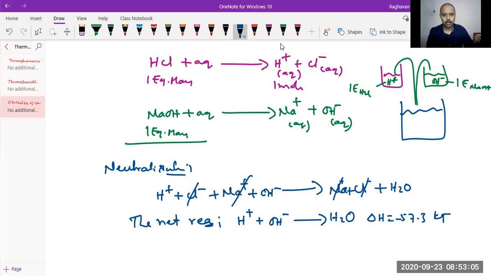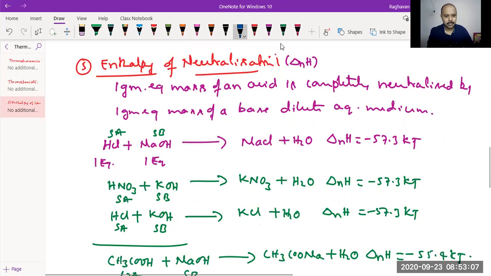Now let us look back. Look at this. HCl combines with NaOH, 1 mole of water. HNO3 combines with KOH, 1 mole of water is formed from its ions. That's why it is 57.3 kilojoules.